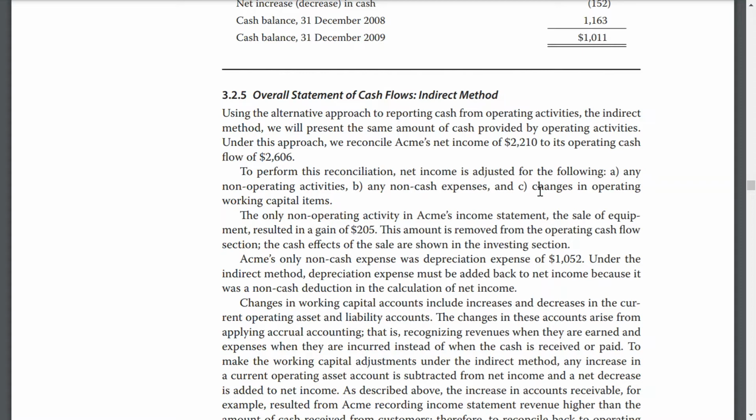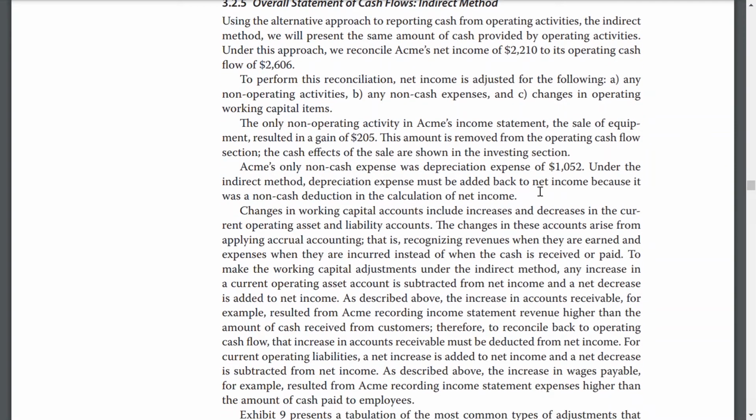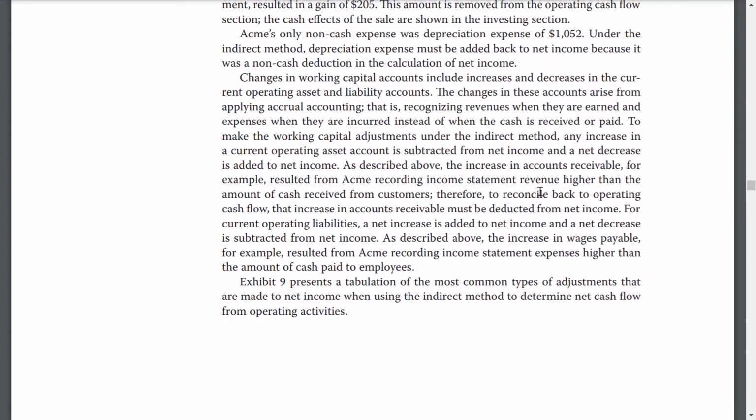This makes the working capital adjustments under the indirect method. Any increase in a current operating asset account is subtracted from net income, and a net decrease is added to net income as described above. The increase in accounts receivable, for example, resulted from Acme's recording income statement revenue higher than the amount of cash received from customers. Therefore, to reconcile back to operating cash flows, the increase in accounts receivable must be deducted from net income.